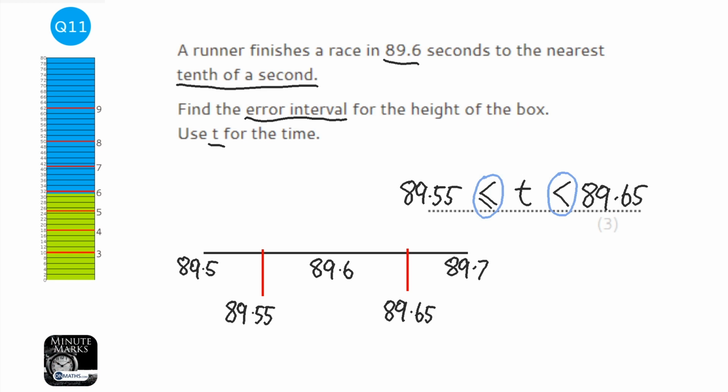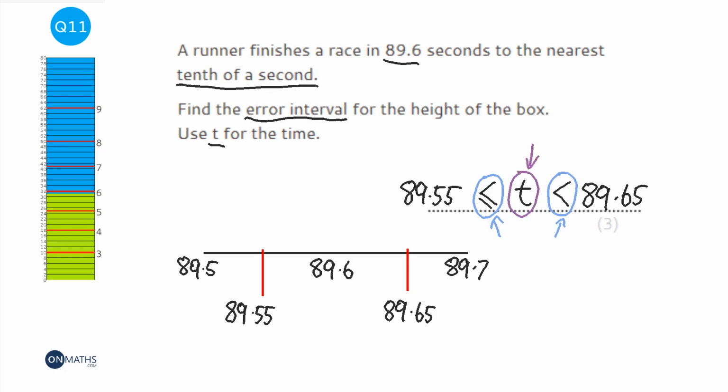Now the reason why the inequality has an equals underneath it on the left hand side is it can be 89.55 and still round to 89.6. The reason it doesn't have one on the right hand side is 89.65 would have rounded to 89.7. So if you just remember, the things in the blue circles are always that way, and the letter it asks you for, just put in the middle.